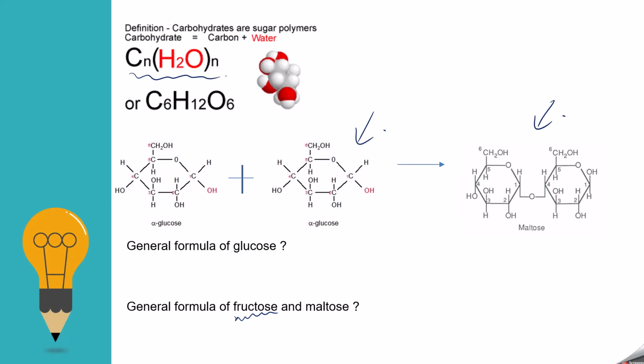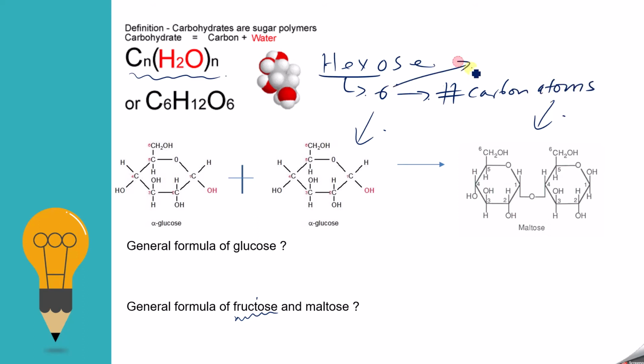Because we know that alpha glucose is a hexose sugar, and because we know that hex means 6, referring to the number of carbon atoms, therefore n is going to be 6. Basic maths. Okay, so 6, so we're going to put C6 following this equation right here.